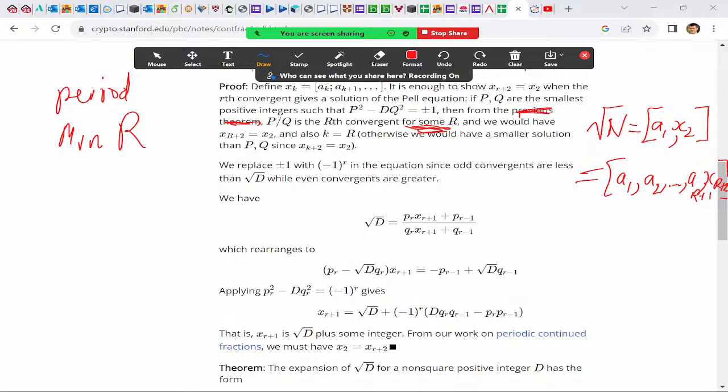Maybe that's the key to the proof. What do we know about the period again? We know that the period gives you solutions. So if we take the smallest solution, it should give you exactly the period, right? That's what they're saying. So if you take the smallest r, could it be bigger than the period? It couldn't be, it has to be less than the period. And then we're going to show it can't be less than the period, right? So the period equals some multiple of r, right?